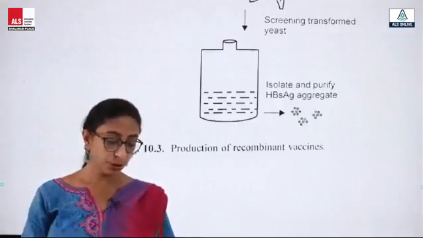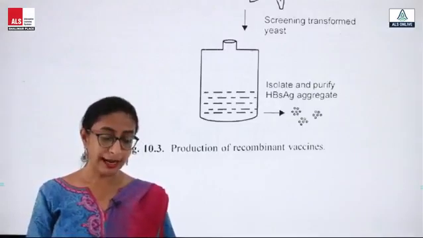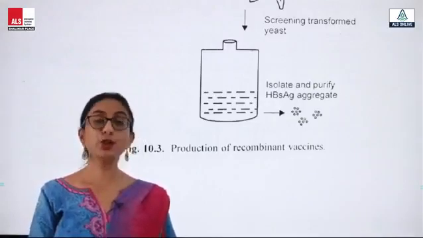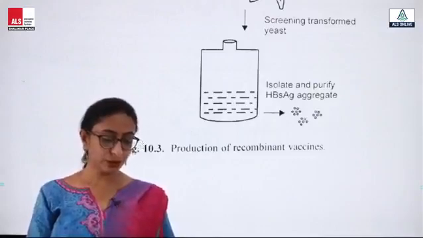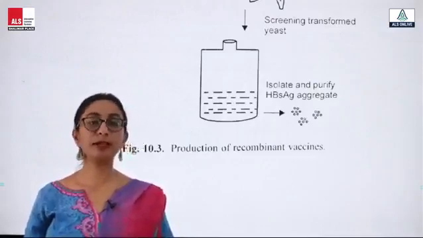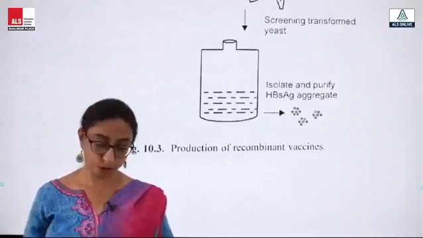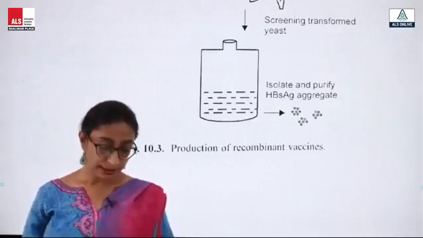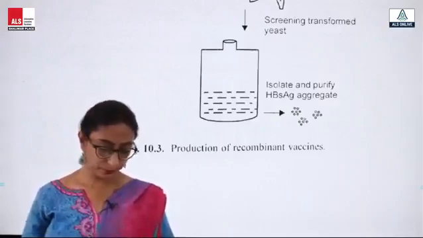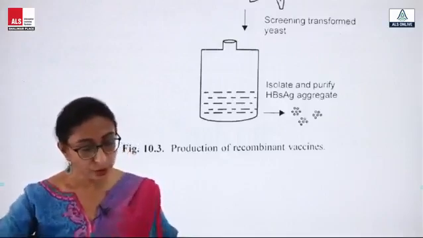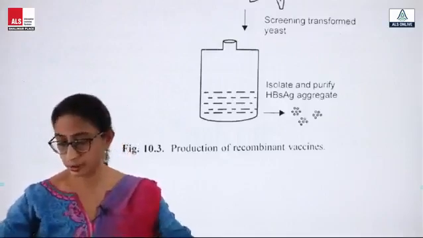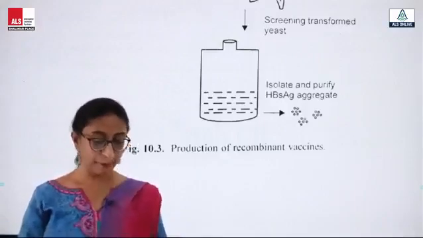Monoclonal antibodies are used for diagnosis of infection, used in tumor therapy, that is in cancer therapy, and then it is also used for imaging the tumors for radiotherapy. So these are the various applications of monoclonal antibodies. Then we can also use recombinant DNA technology in plants.